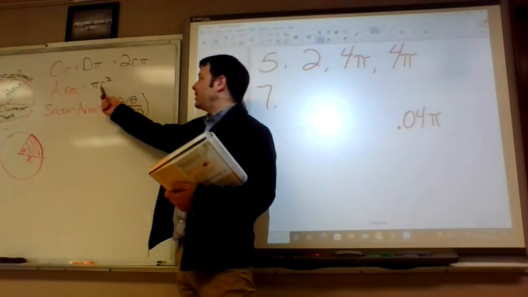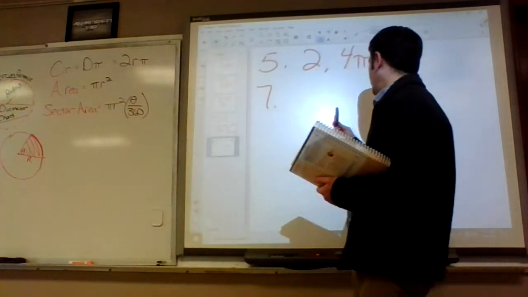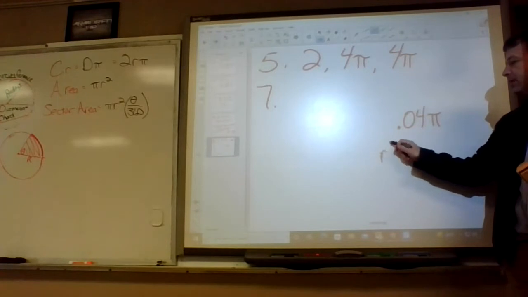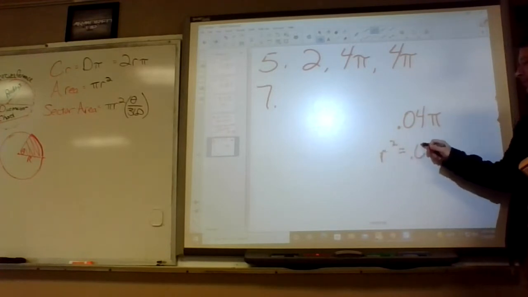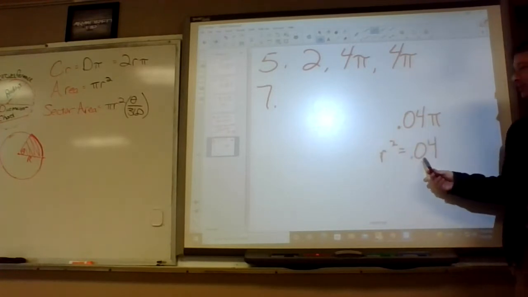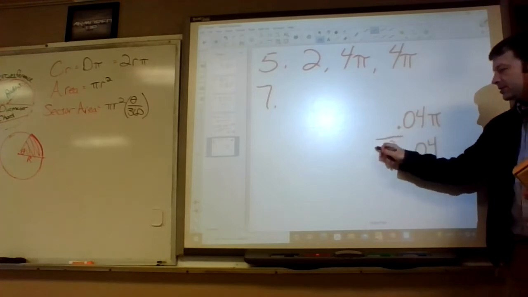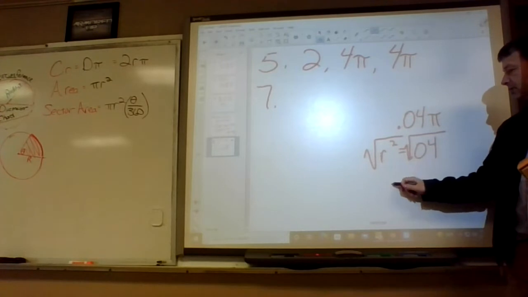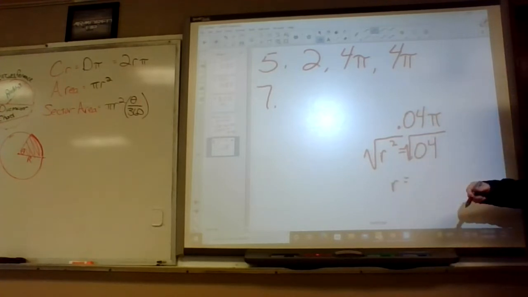Okay, radius squared times pi should give us the area. So basically the radius squared should give us 0.04. In other words, go backwards by doing the square root. What's the square root of 0.04? 0.2.